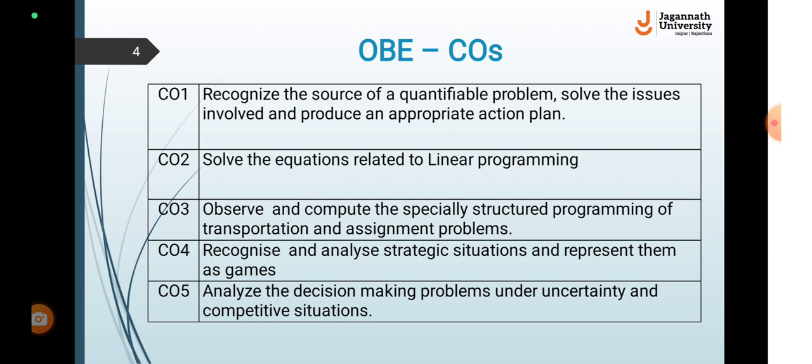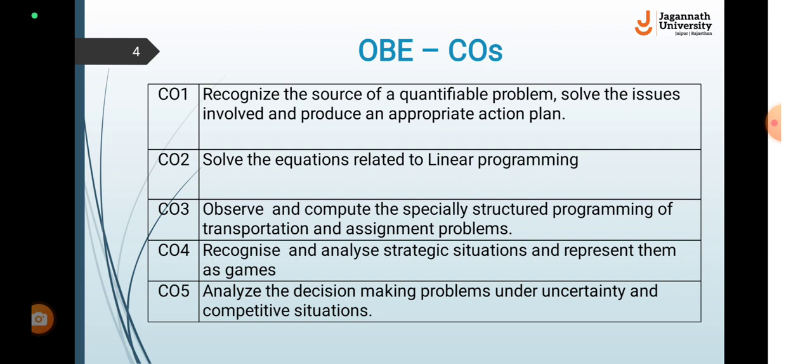The fourth outcome is to recognize and analyze strategic situations and represent them as games. For this, the student has to study game theory, types of games, two-person zero-sum games, mixed strategies, the Oddment method of solution for mixed strategies and pure strategies, and dominance in games.